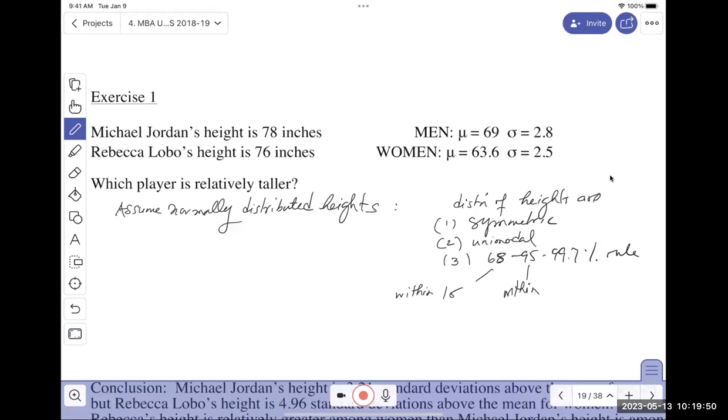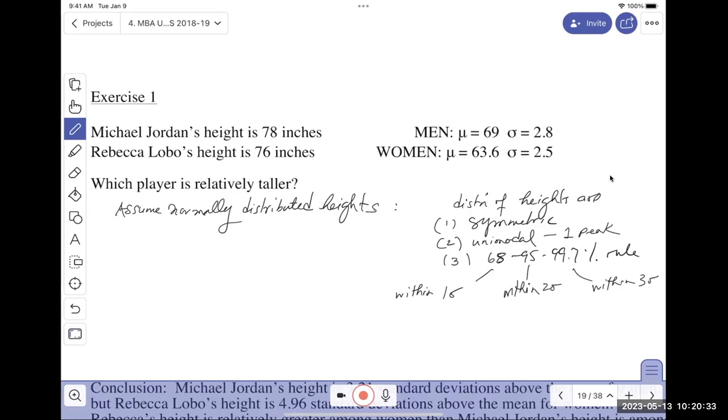Okay, so we're assuming normally distributed heights. So the distribution of heights is symmetric, unimodal, in other words, one peak in the middle, and they follow the 68, 95, 99.7% rule. Within one standard deviation plus or minus of the mean, 68% of the observations appear. Within two standard deviations of the mean, 95% of the observations appear. And within three standard deviations of the mean, 99.7% of the observations appear.